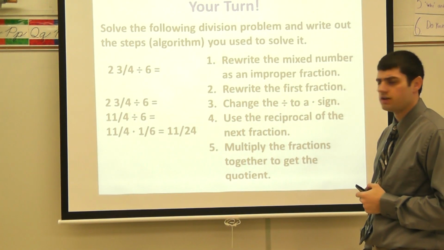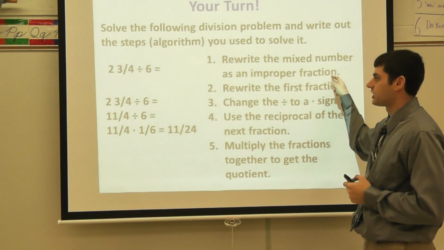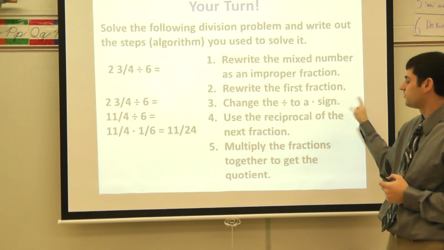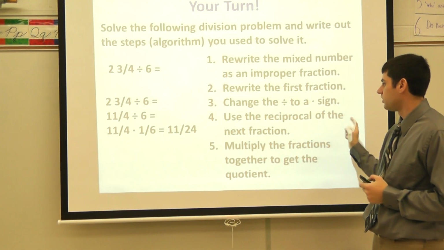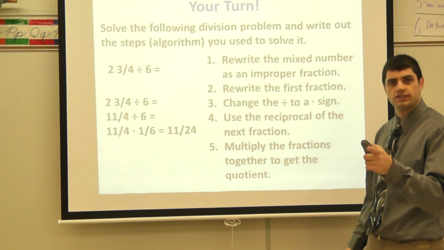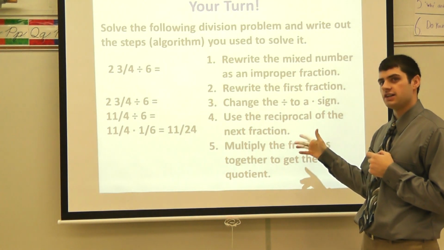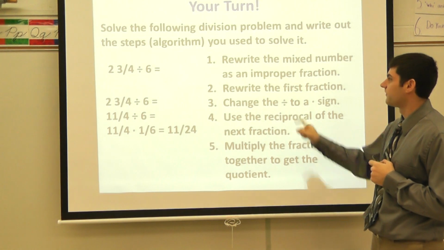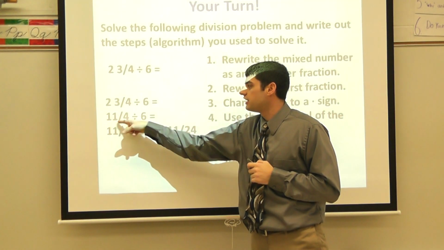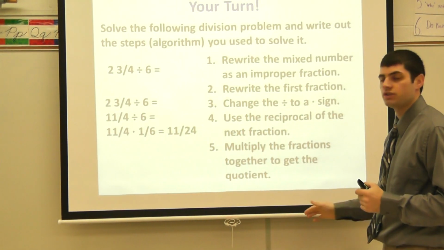Let's take a look at our rules. Ooh, there's an extra rule in here. Rule 1: rewrite the mixed number as an improper fraction. 2: rewrite the first fraction. 3: change the division to a multiplication sign. 4: use the reciprocal of the next fraction and multiply the fractions together to get the quotient. Oh, what's that? You notice something? This looks really similar to the first one. You're right. The only thing that's different is step 1. We're changing our mixed number into an improper fraction here. That's the only thing that was different in this problem. The algorithm still stays the same.